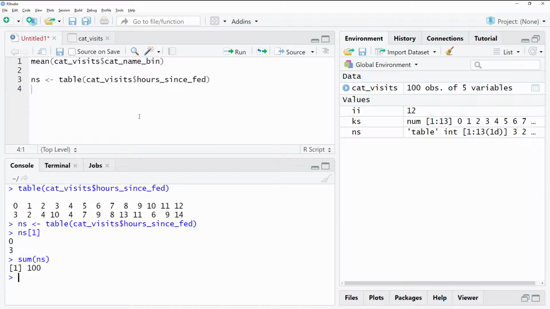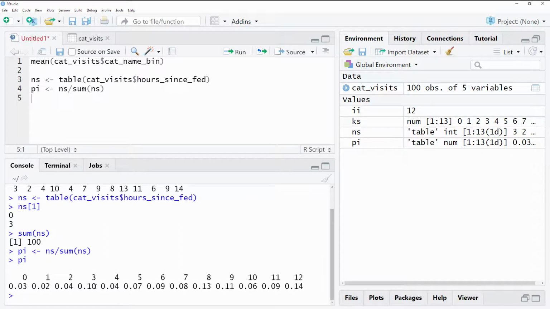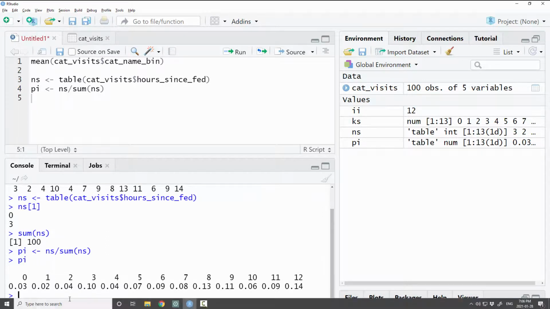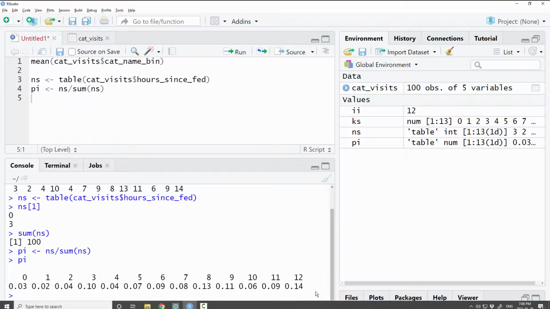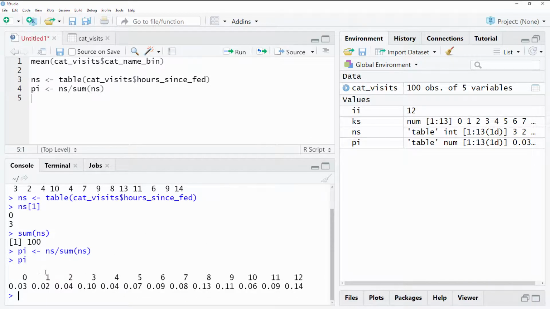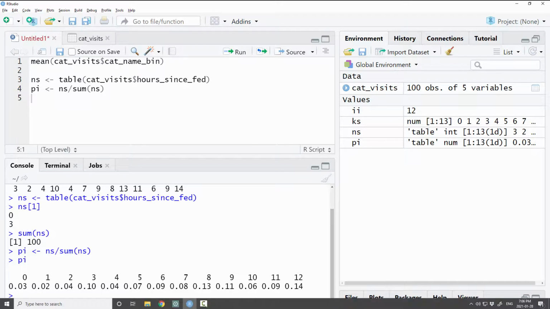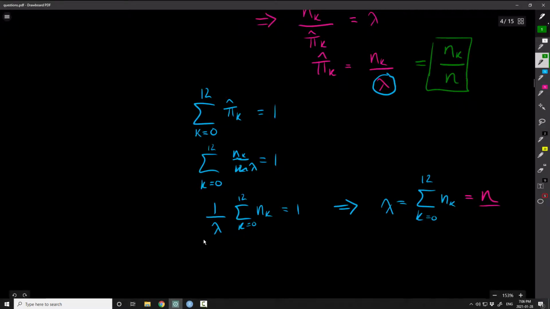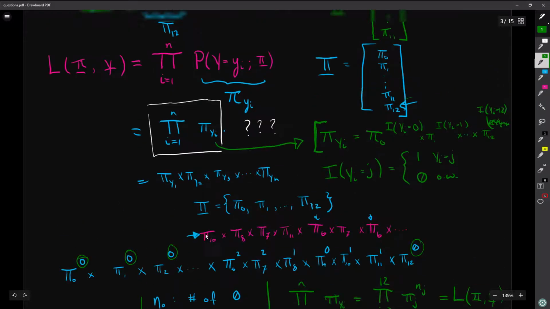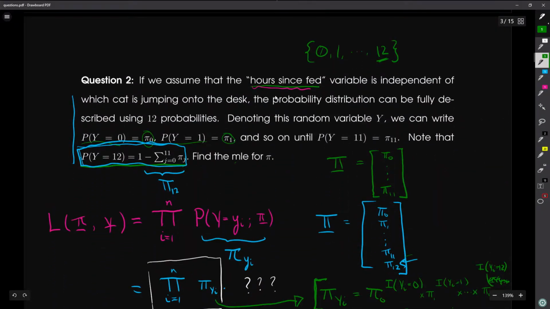And so what I can do here is I'll define pi to be equal to n's divided by the sum of n's. Okay, and now if we take a look at what pi is down here, we can see that pi is a set of probabilities, 3%, 2%, 4%, 10%, and so on, up to pi 12. And so right here, we have our maximum likelihood estimates for all of the pi factors for the multinomial model for the hours since fed variable.